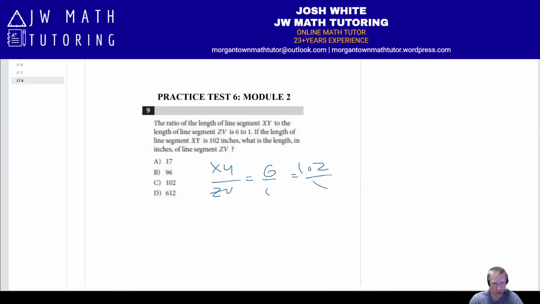What is ZV? Well, we don't know. Therefore, we can just cross multiply this. 6x equals 102. X is going to equal 17. So the correct answer for this one is letter A.